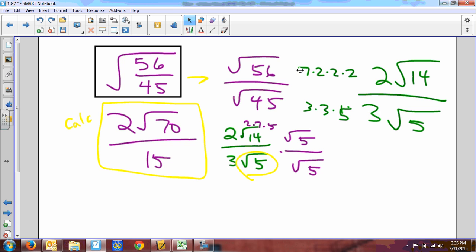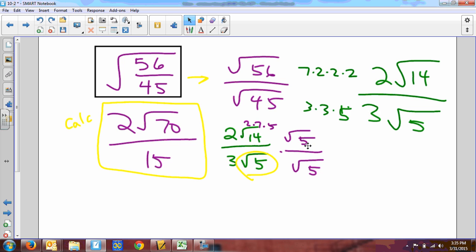56 is 7 times 8, so 7 times 2 times 2 times 2. 45 is 9 times 5, so 3 times 3 times 5. I have a pair of 2's, go here, and 2 and 7, they don't have anything left, so that 14 stays. Got a pair of 3's, that goes here. 5 stays there.